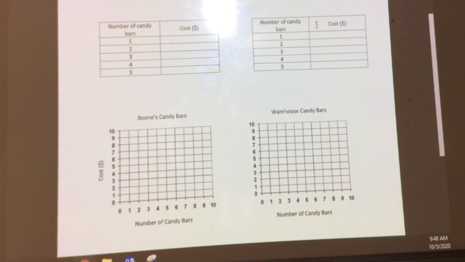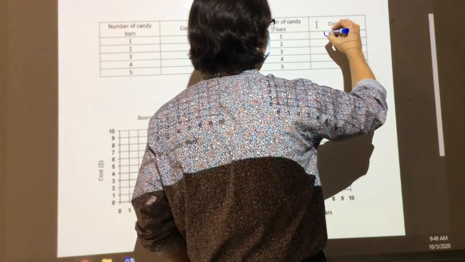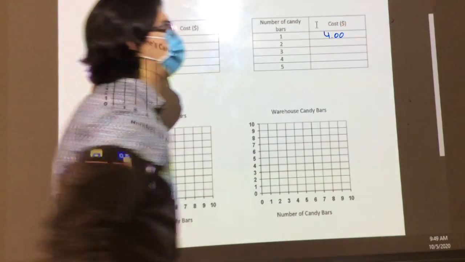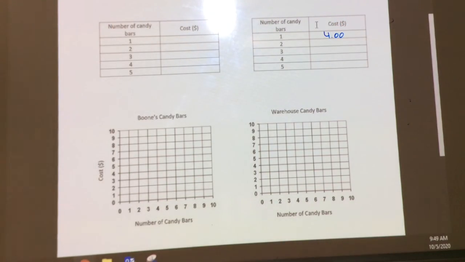So how much would one candy bar cost? $4. Why, Reed? Because of the $3 for the shipping. For one, it'd be $4 for one candy bar because it's $1 per candy bar plus $3 for shipping and handling. Can we agree? Okay.